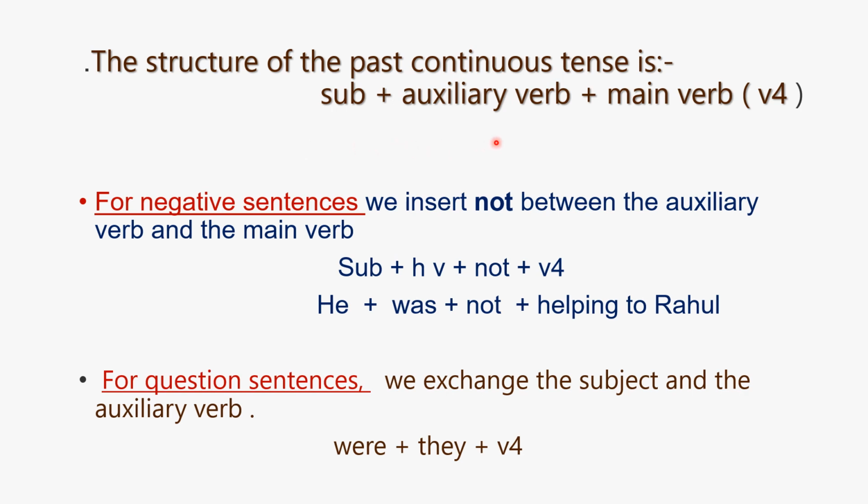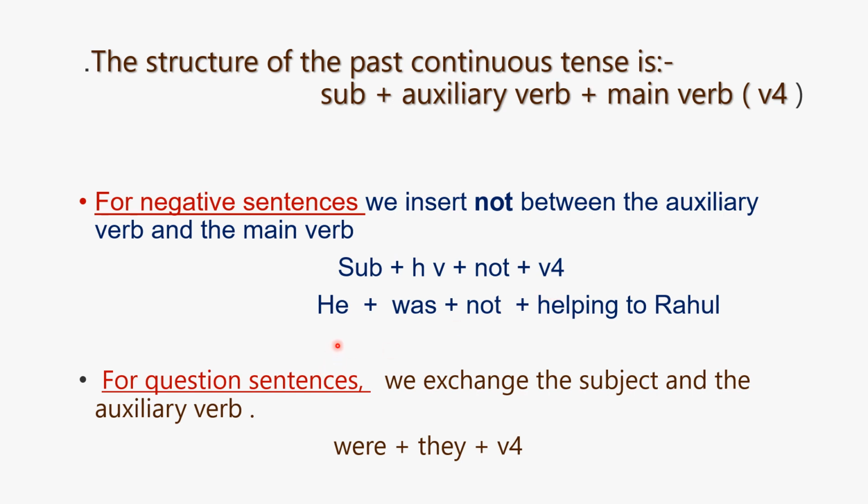The structure of the past continuous tense is subject plus auxiliary verb plus main verb. This is the continuous tense. That's why we add the ing form with the verb. That is the V fourth form. For negative sentences, we insert not between the auxiliary verb and the main verb. Auxiliary verb means helping verb. Look here: subject plus helping verb plus not plus V fourth form. We insert not between the helping verb and the V fourth form.